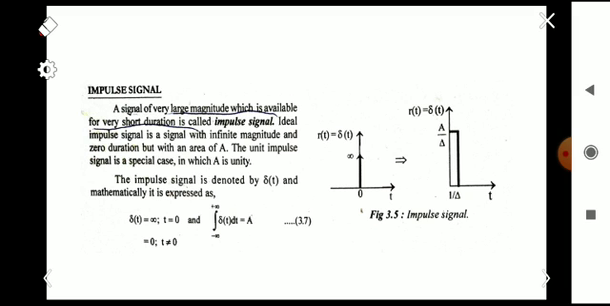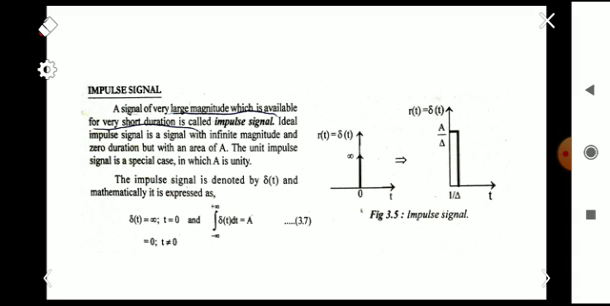And the next one is the impulse signal. A signal of very large magnitude which is available for a very short duration is called an impulse signal, like a sudden shock. The ideal impulse signal is a signal with infinite magnitude and 0 duration, but with an area of a. The area of the signal we are calculating as a.